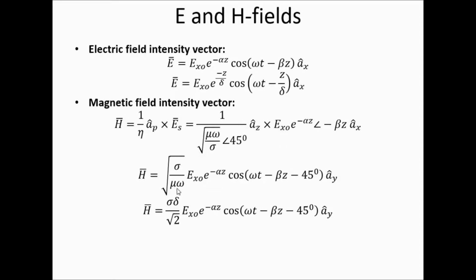So the H field will be proportional to sigma, mu, epsilon, Ex0 e to the power minus alpha z, cosine of omega t minus beta z minus 45 degrees. So the only difference between lossy dielectric and good conductor is that in a good conductor this angle is 45 degrees, but for lossy dielectric the angle was psi eta.